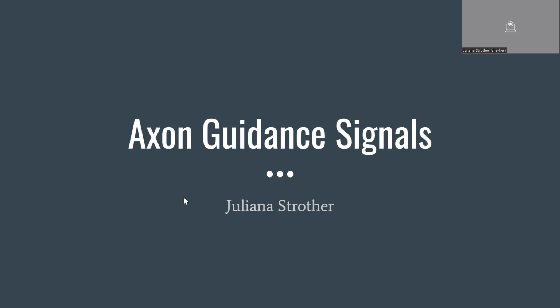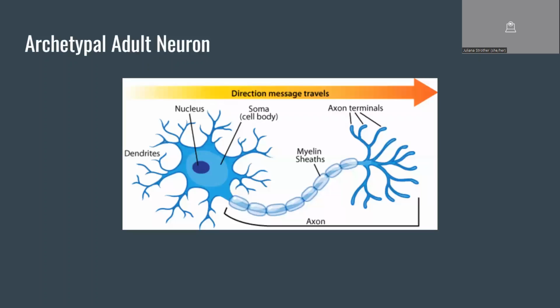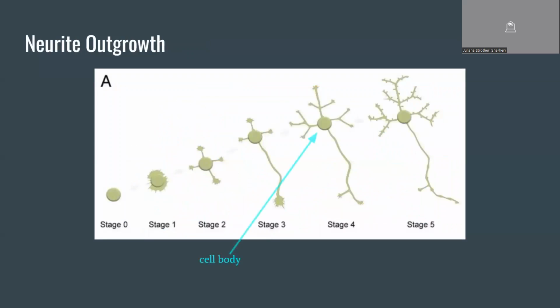correct targets. The archetypal adult neuron consists of a cell body and two types of processes: dendrites, which receive synaptic information, and the axon, which transmits synaptic information. During development, the growing axon of each neuron emerges from the cell body of the neuron and must navigate the environment and establish connection with the correct target, which can be anywhere from a millimeter to over a meter away from the cell body of the neuron.